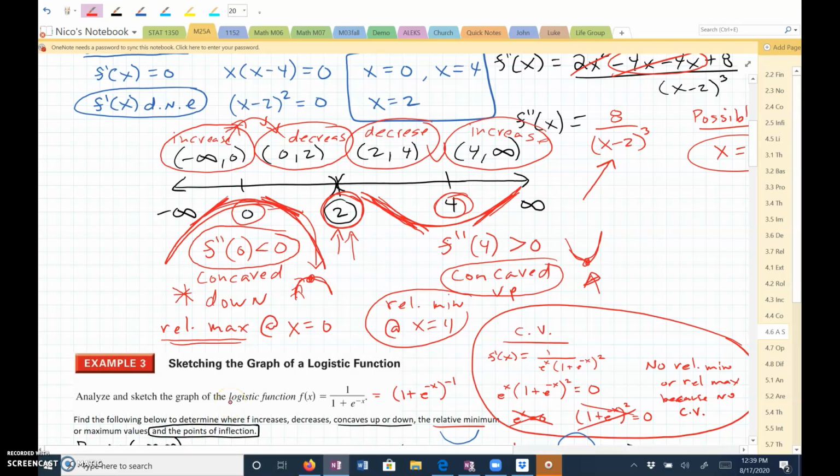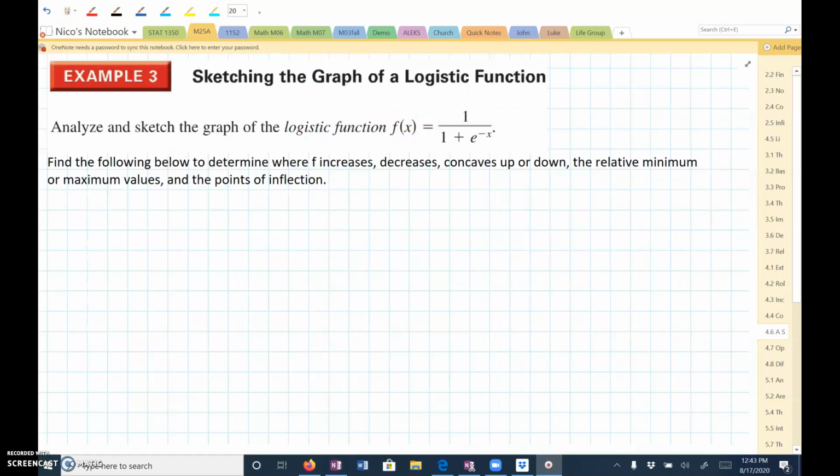We'll do example 3. So I guess I could start it here. Example 3, just like example 2, it's just a different function. We're going to go through this just like we did the last example. We're going to figure out where f increases, so a positive slope, where the slope is decreasing, where it's concave up or down, where there are relative mins or maximum values, and where there are points of inflection if there are any. Okay? So again, the first thing we have to do is analyze the domain.